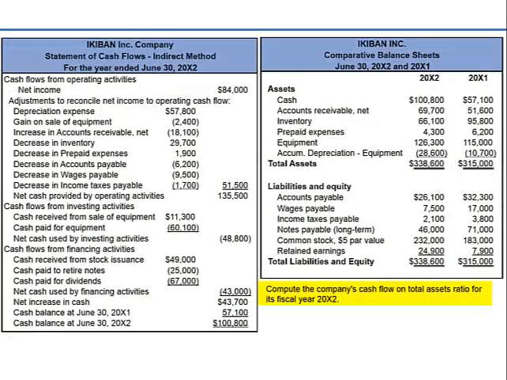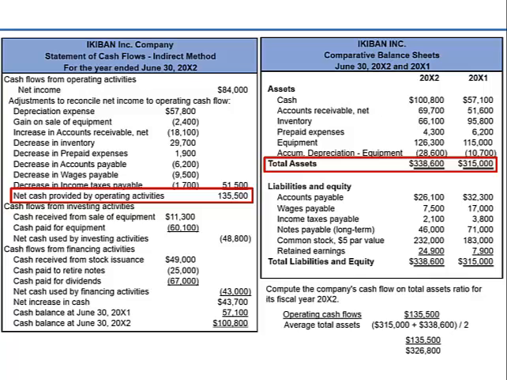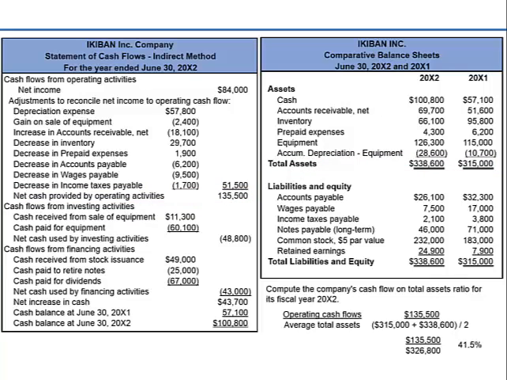Compute the company's cash flow on total assets ratio for its current fiscal year. Cash flow on total assets is calculated by taking operating cash flows and dividing by average total assets. Net cash provided by operating activities is $135,500. We divide by average total assets, beginning assets plus ending assets divided by 2. $135,500 divided by $326,800 is a ratio of 41.5%. Each $1 of assets, on average, contributes 41.5 cents to operating cash flows.